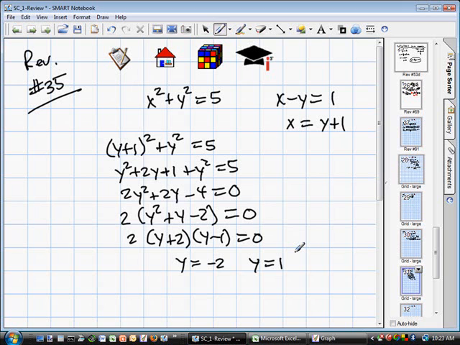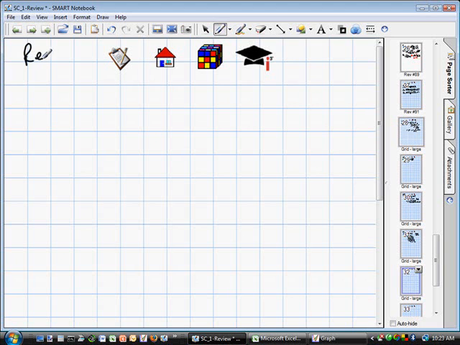Yes? Number 32 in the review. Sure. "Complete the square to write the equation of a circle in standard form. Then determine the radius and the center of the circle." Okay, this is number 32 in the review. The equation that we're given is x squared plus y squared minus 6x plus 8y equals 0.